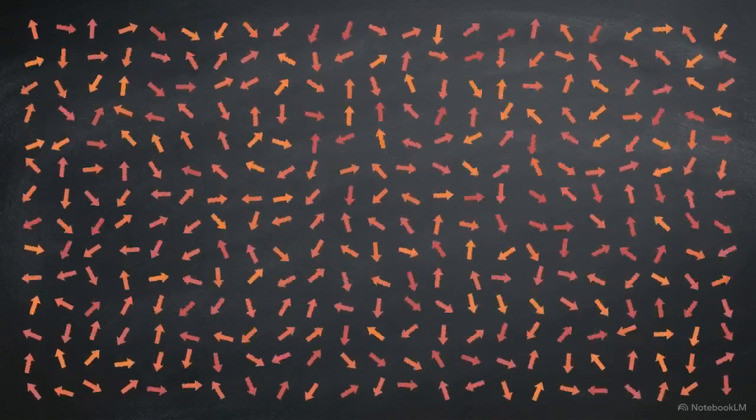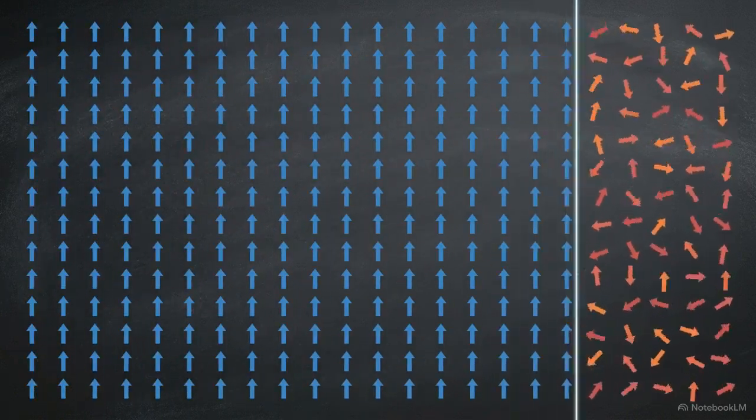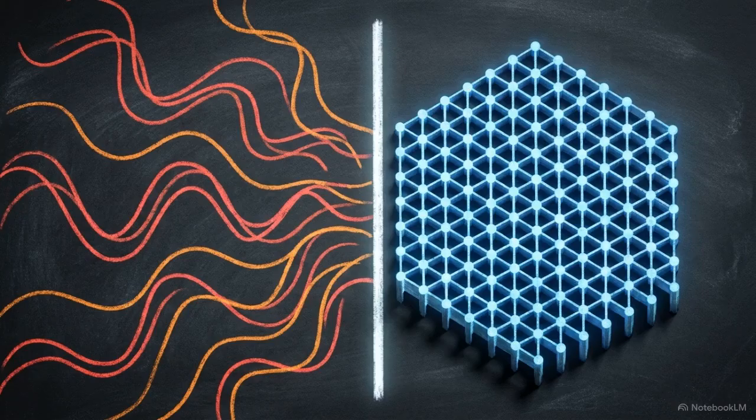How do unimaginable numbers of independently vibrating, chaotic microscopic moments collectively agree to align in the exact same direction? We are looking for the exact threshold where thermal chaos snaps into collective order. In physics, this is called a phase transition.